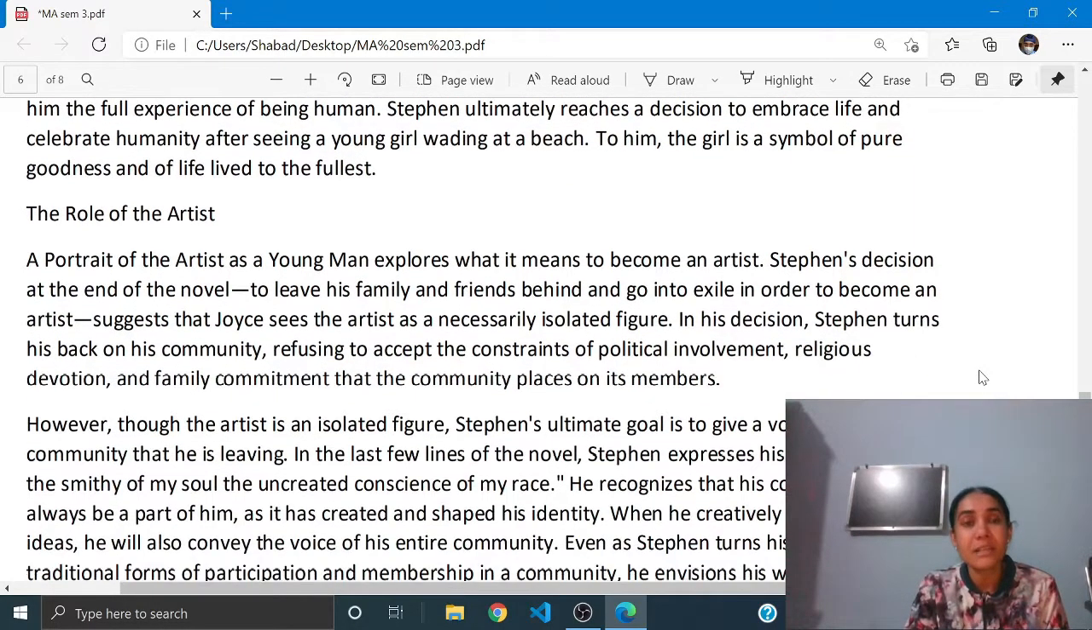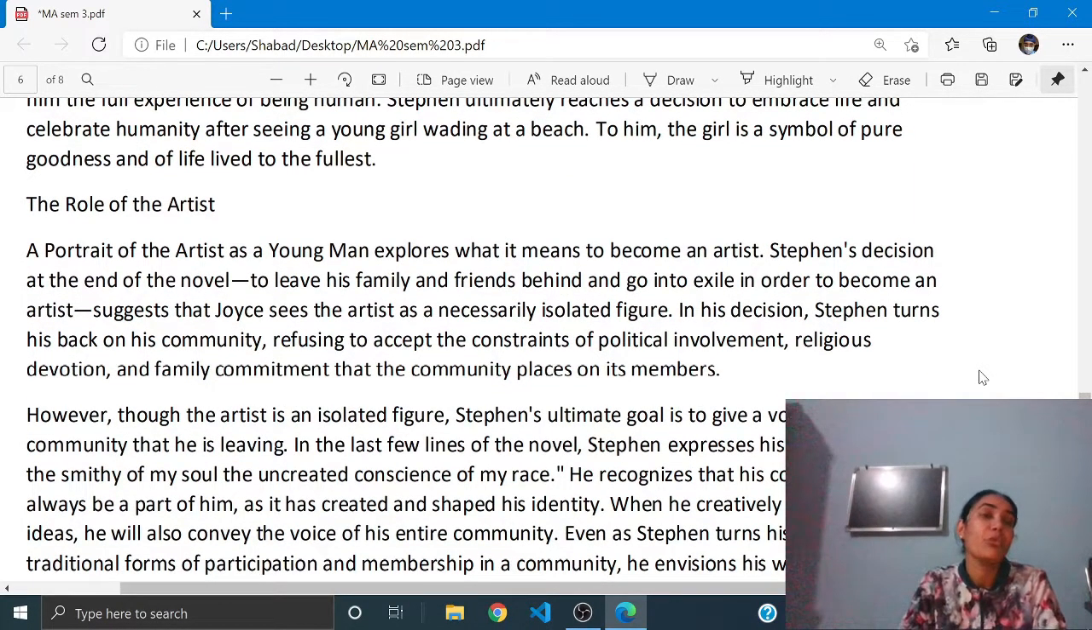Then the other concept we talk of is the role of the artist. The Portrait of the Artist explores what an artist is, who is an artist, and what is the meaning of being an artist. Stephen's decision to leave his family and friends and go into exile in order to become an artist suggests that Joyce sees the artist as an isolated figure.